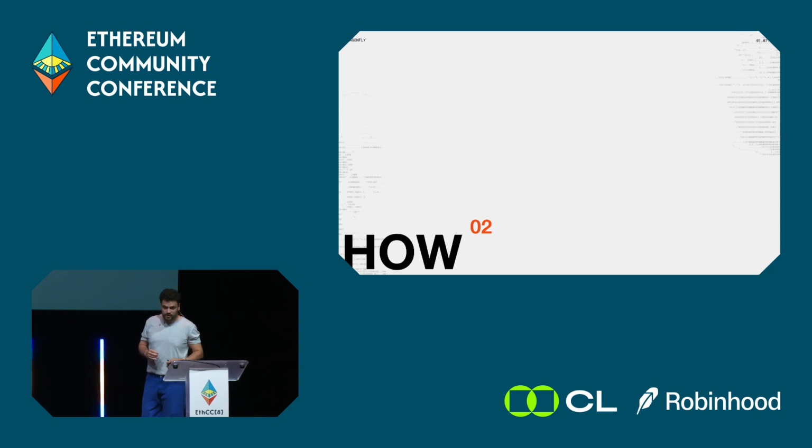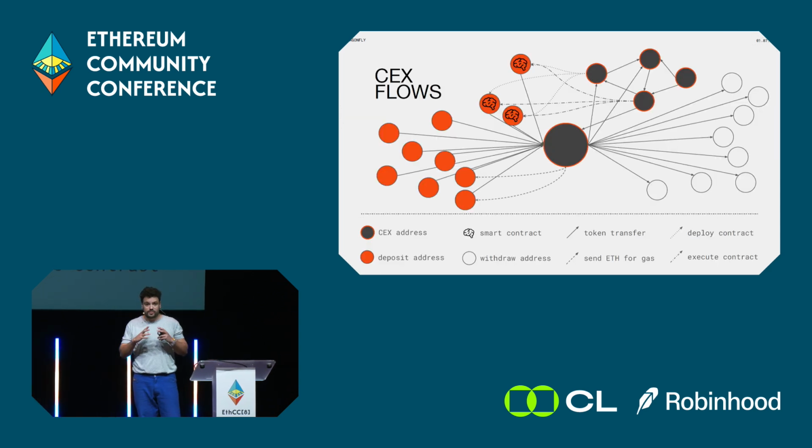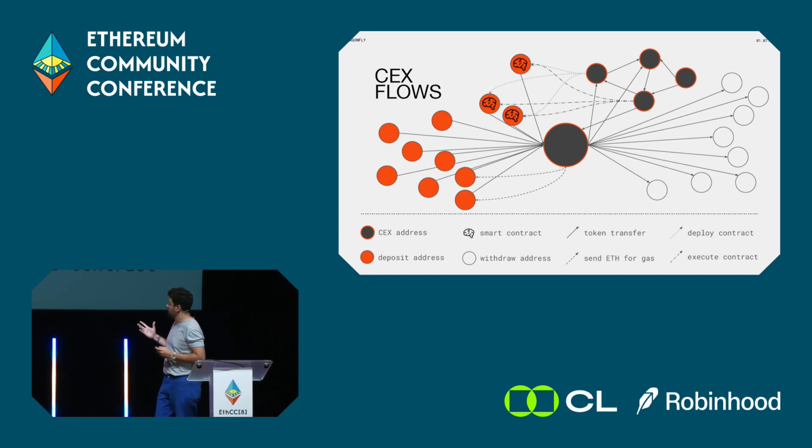So how do I actually approach this? The first step is to understand how central exchanges work on-chain. So I made a little diagram to try to break it down.